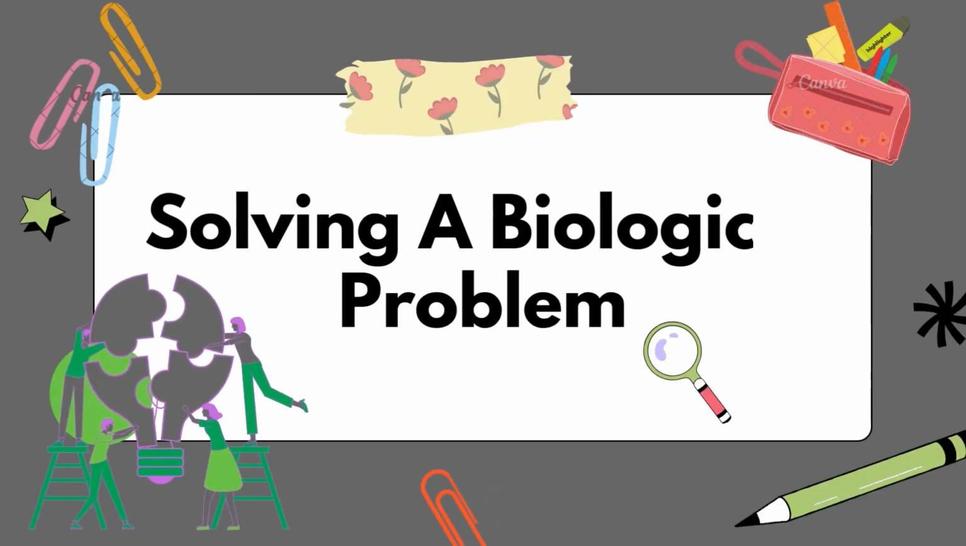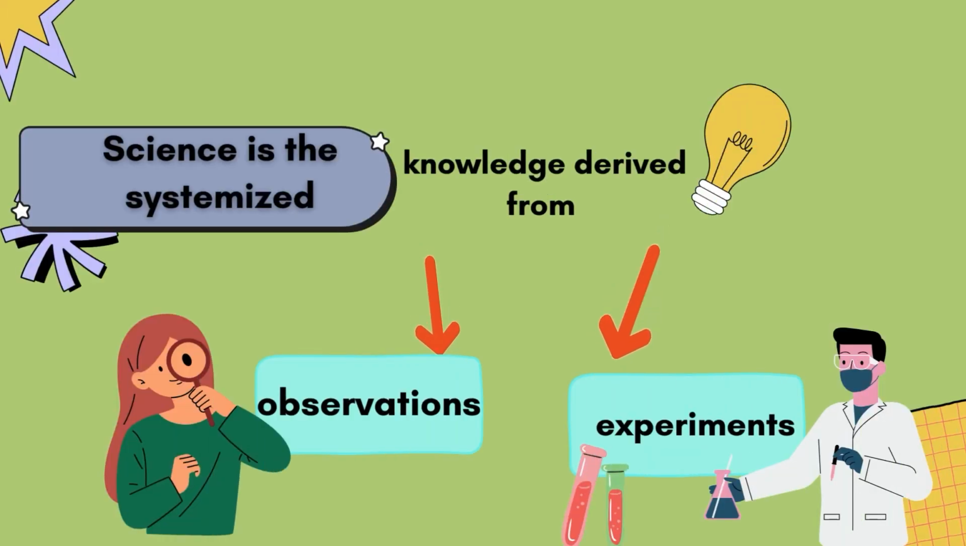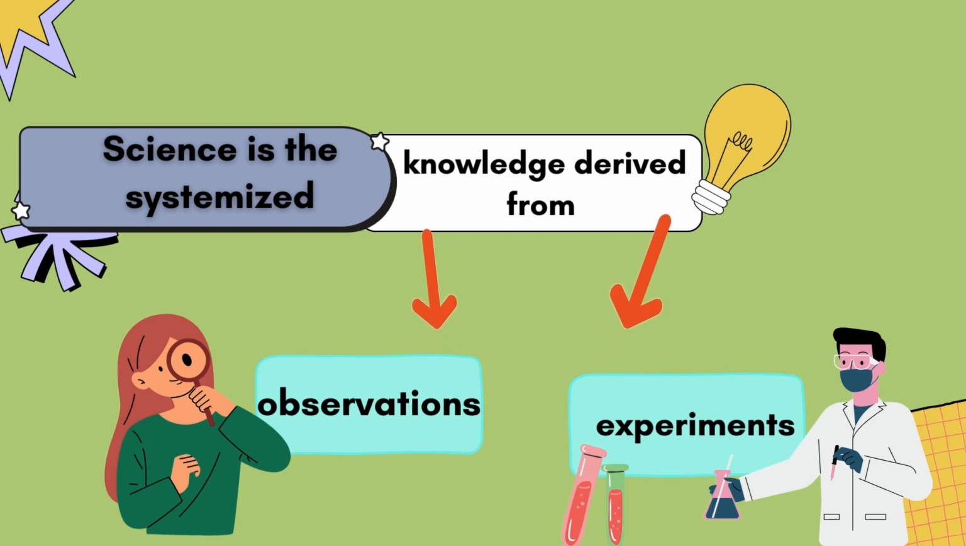Today we will talk about the second chapter of ninth grade, that is, solving a biological problem. Let's talk about the introduction to solving a biological problem. Science is the systemized knowledge derived from observations and experiments.